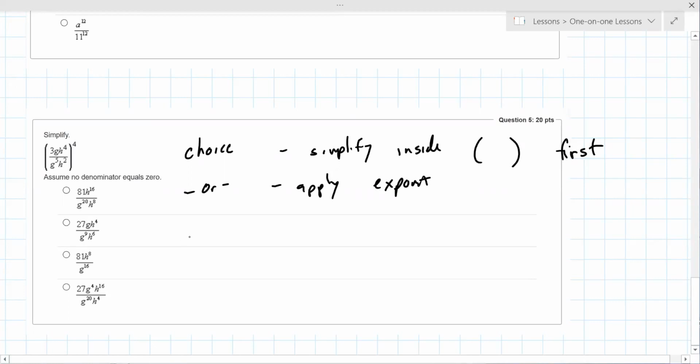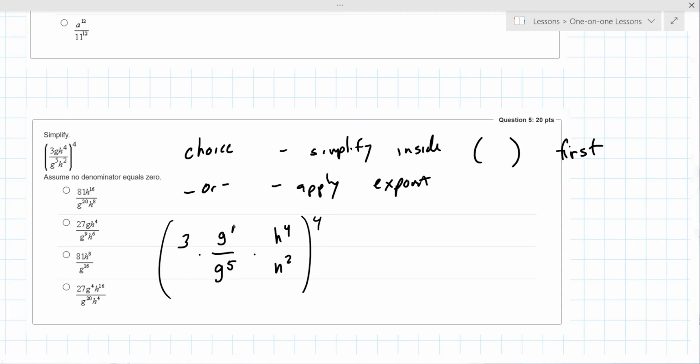Okay, so inside parentheses you have 3 g over g to the 5th, h to the 4th over h squared. So you have 3 things here. There's nothing to do with the 3, so it stays by itself. So what about this g over g to the 5th? That'll be g to the negative 4. How about this h to the 4th over h squared? That'll be h to the power of 2.